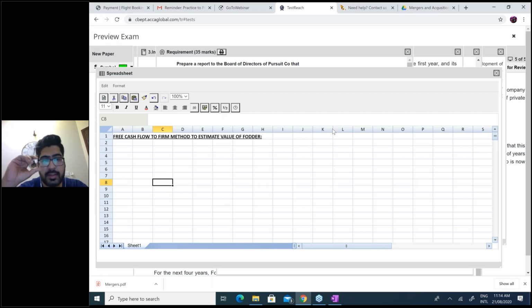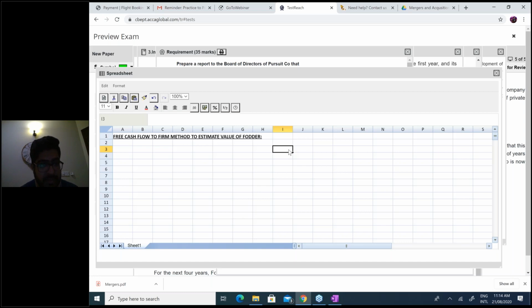Now again, to score marks, you are using free cash flow to firm, that is free cash flow to company method, to estimate value of Fodder. Now let's suppose you don't know anything. Still, you should first make the format of free cash flow to firm method. This will also secure marks for you. Use the free cash flow to firm method format.